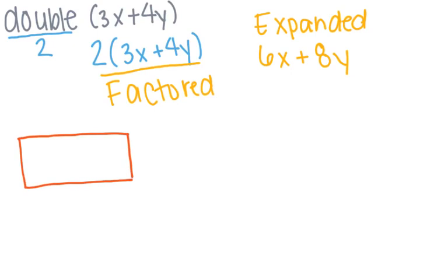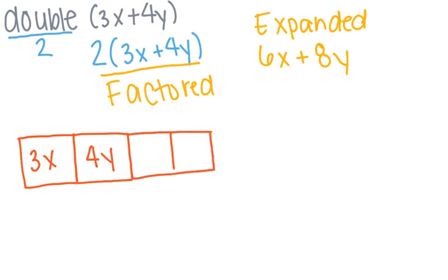I'm going to cut our rectangle in two because we have two numbers. In one box, I'm going to put 3x, and in the other box, I'm going to put 4y. Now, how can we change the model I've just drawn to represent 2(3x + 4y)? Well, 2 means we have to double it, so I'm going to add on 2 more boxes and put in 3x and 4y.